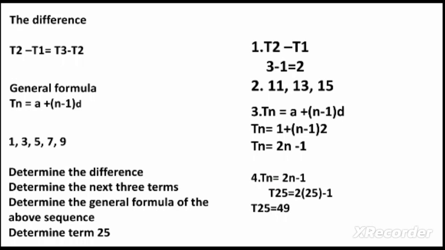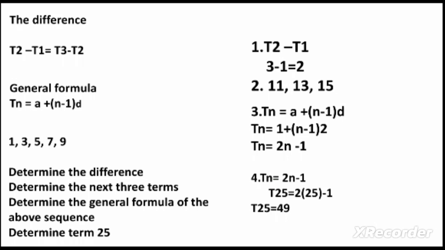So using this Tn is equal to 2n minus 1, you can use this formula to get any term that you want. For example, if you want term 50, you can just substitute 50 on the n, and then you're going to get your answer. So the next question says determine term 25. You're going to use the formula that we've gotten, Tn is equal to 2n minus 1. You substitute 25 on the n because it's the number of terms, and then you're going to get 49.